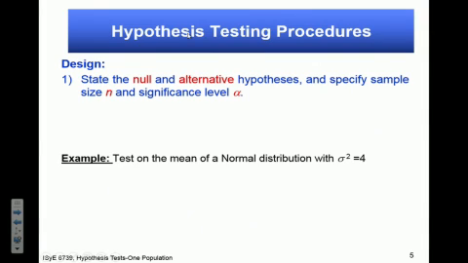One example, we want to test a mean of a normal population with sigma squared equal to 4. So we want to do this test, whether mu is equal to 50 or not. N is 5 and alpha is 0.05.